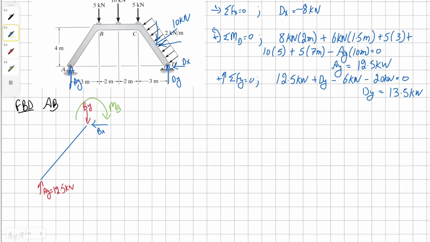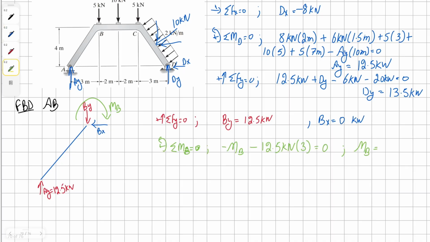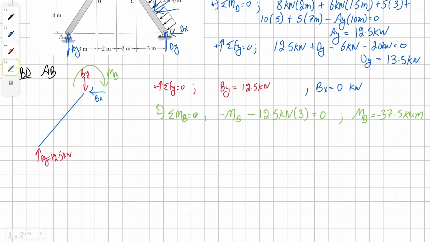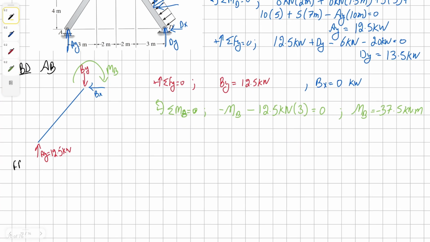To solve for the values of By, sum the forces in the Y direction, and the solution for By is simply 12.5 kilonewton, and Bx in this case is going to be 0 kilonewton. By taking moment about the point B, I have the solution for moment B as negative 37.5 kilonewton meter. I have all the required forces for member AB. I can proceed to member BC.